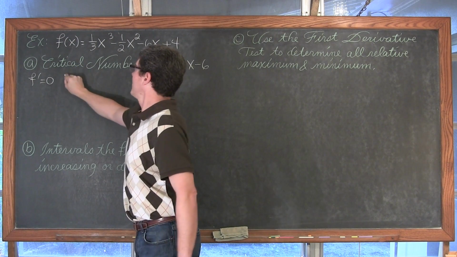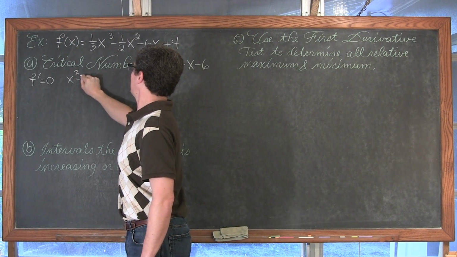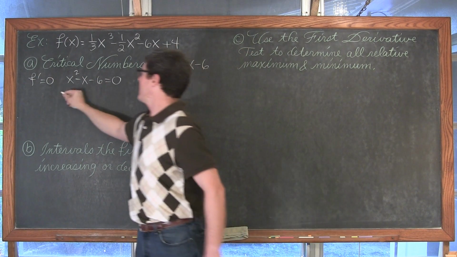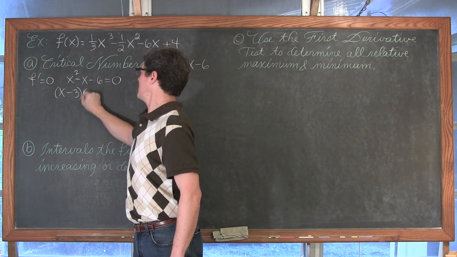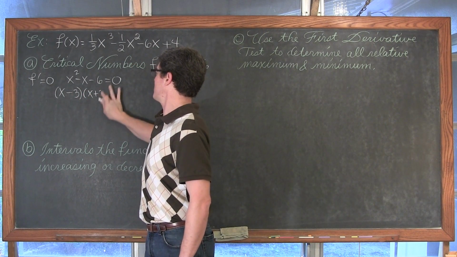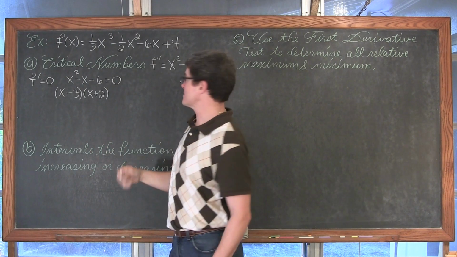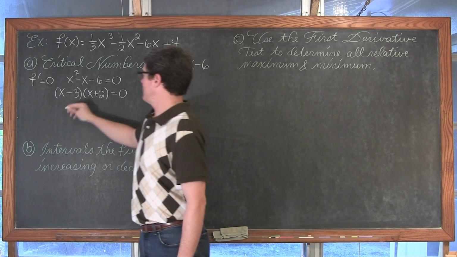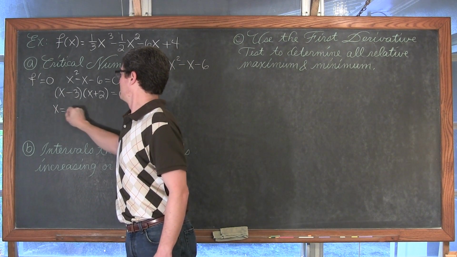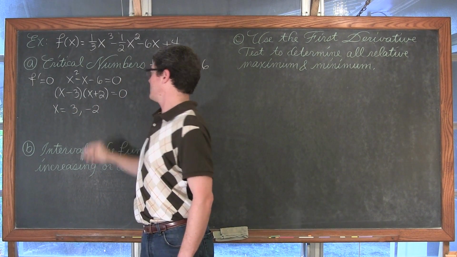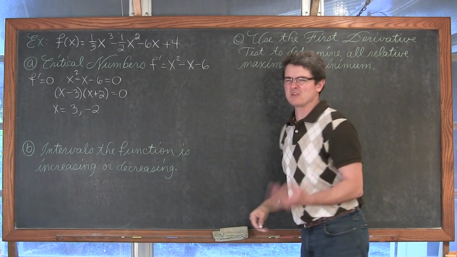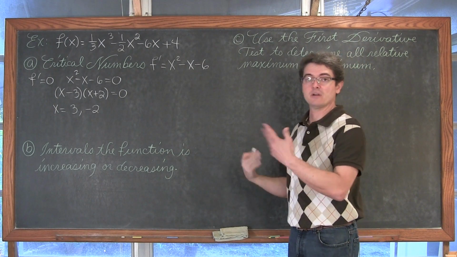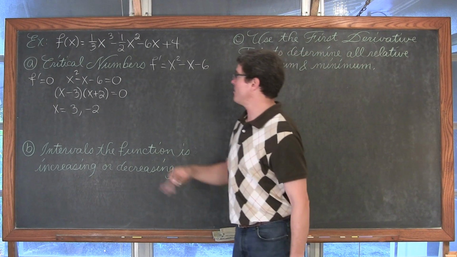So f prime is x squared minus x minus 6 equal to 0. This one's very easily factored. We have x minus 3 times x plus 2. That means we have critical values of x equals 3 and negative 2. When we set up those intervals, make sure you go from low to high, from negative infinity to positive infinity, or whatever your interval is defined in your problem.